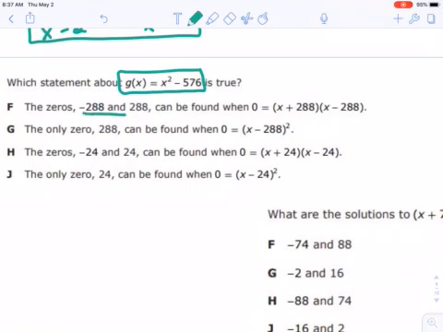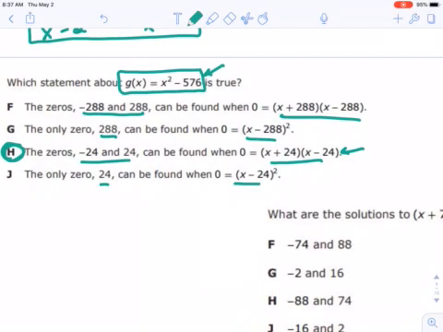It says the zeros, this and this, can be found, the only zero this. Again, you could graph this and just see what the 2 roots are and find your answer right off the bat. Okay. However, you can see that they're trying to lead you into factoring because these are all written as factors. Okay. So the answer here is H because this is a difference of squares and it factors into this.